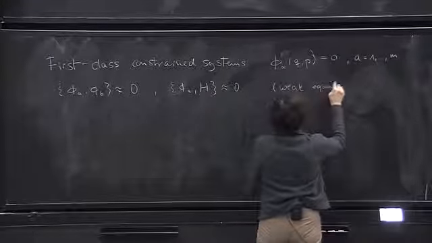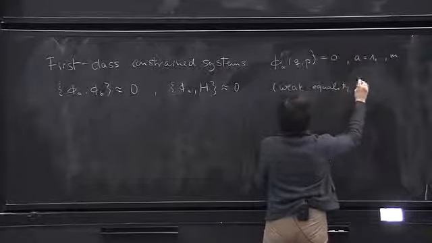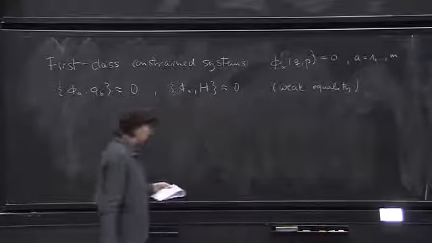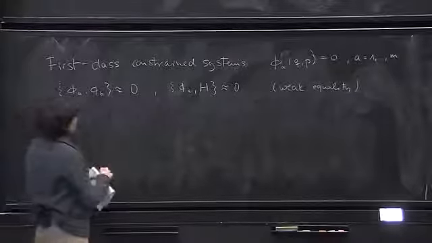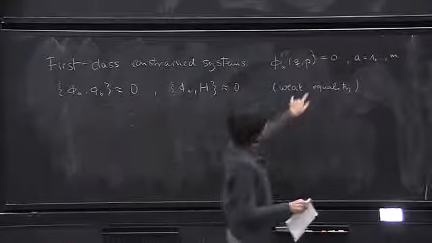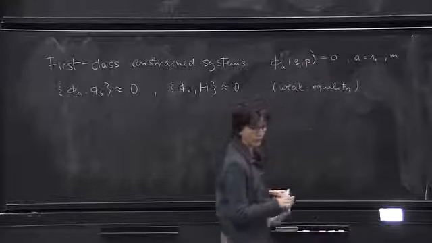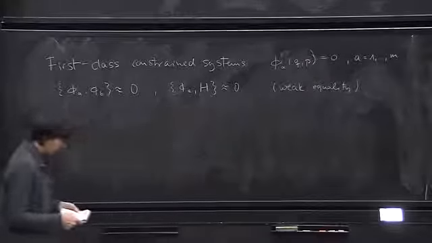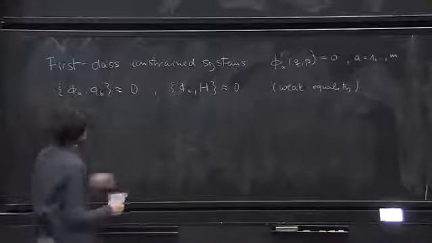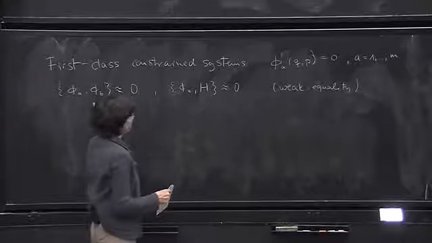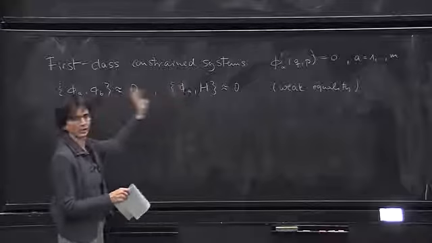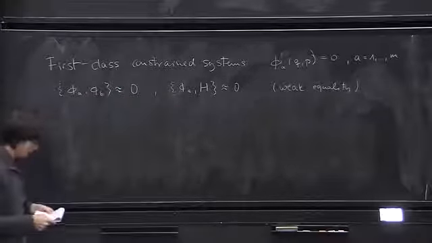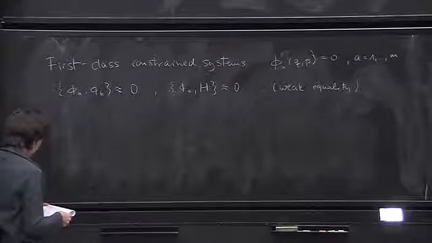To remind you, these wiggly equality signs go by the name of weak equality and mean equality on the constrained surface defined by the simultaneous vanishing of these M first-class constraints. Now you could say, everything weakly commutes on the constrained surface, I mean, the Hamiltonian and these constraints. So that's maybe to remember this.